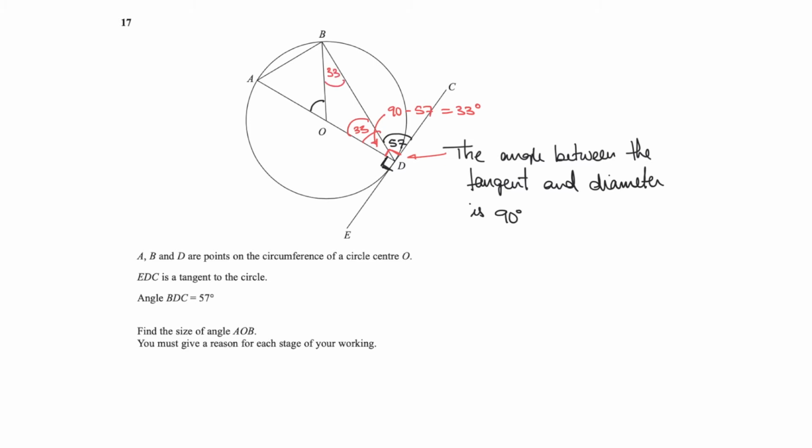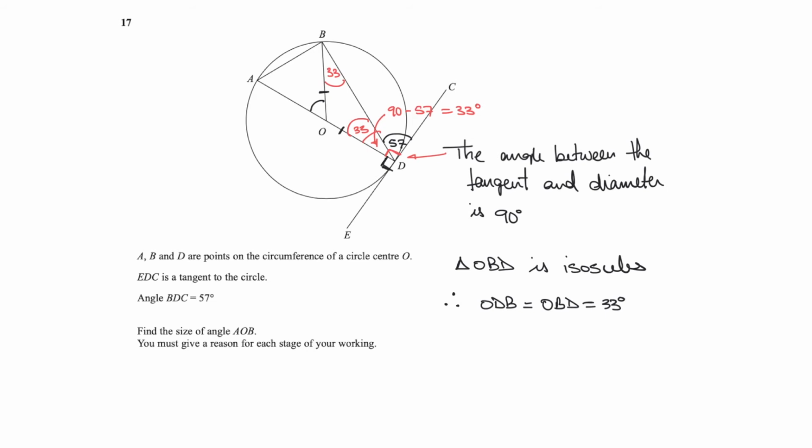Why? Because triangle OBD is isosceles. And how do I know that? Because look, if this is the center, then that's the radius, and that's the radius of the circle. So this is definitely an isosceles triangle, and if it's isosceles, then this will be the same. And so I can say therefore angle ODB is equal to angle OBD, which is equal to 33 degrees.